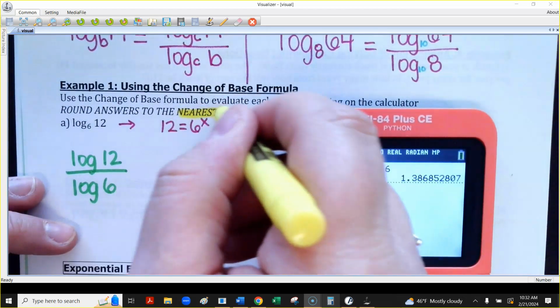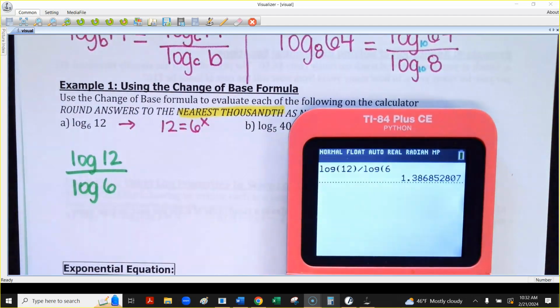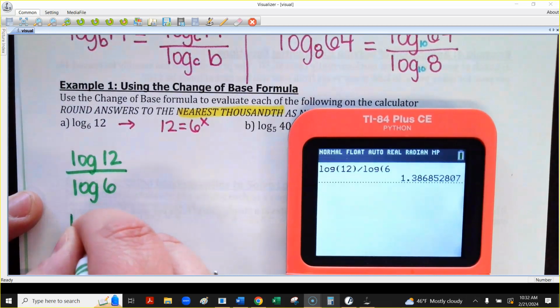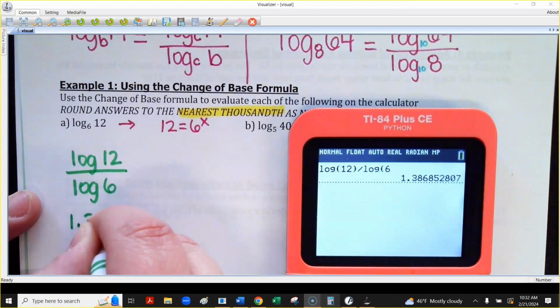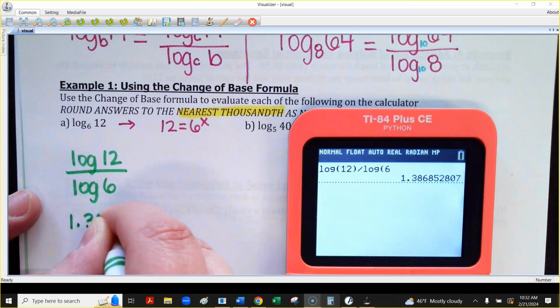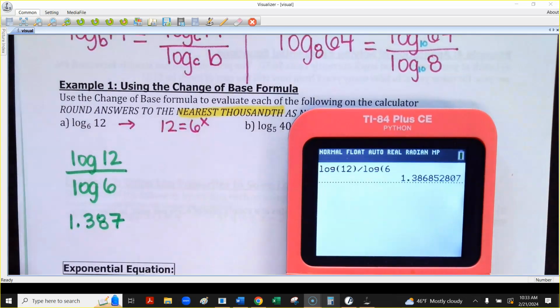and that's why it says round to the nearest thousandth. How many decimal places is that? 3. Do you know how to tell that? Like hundredth, there's 2 zeros in 100, so it's 2 decimal places. There's 3 zeros in 1,000, so it's 3 decimal places. So this would be 1.387, right? This would be my answer.